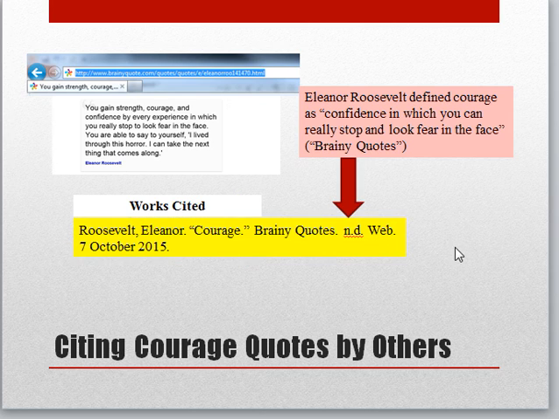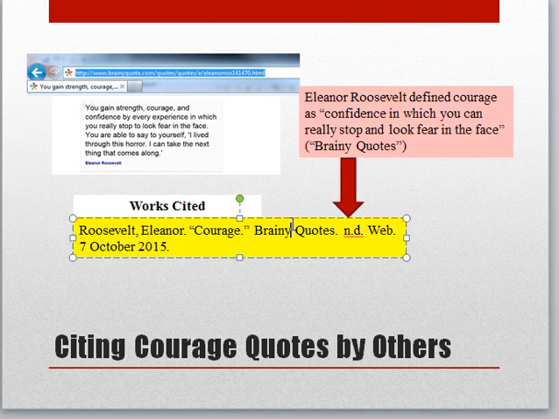And if I was going to cite this within the essay, I would say Eleanor Roosevelt defined courage as, then I would put the quote, and at the end, in parentheses, I put my source, Brainy Quotes. And notice that I could look up at the end of my works cited page, I could find the exact full citation for that quote at the end of my paper on the works cited page. I'd be able to align that. So I could look up and say, oh, Brainy Quotes, here's the full citation.